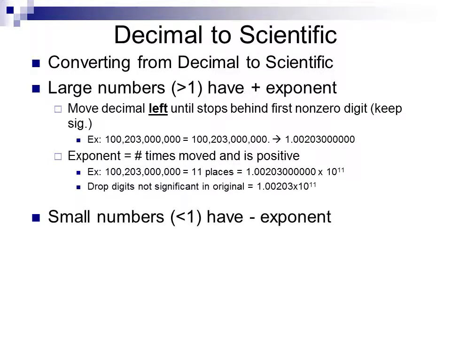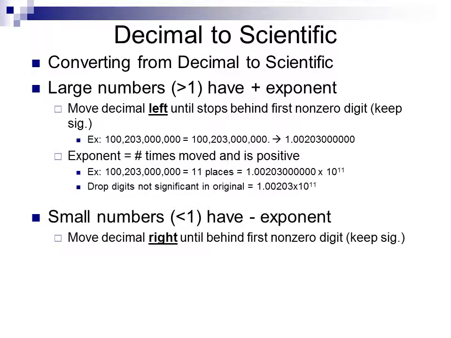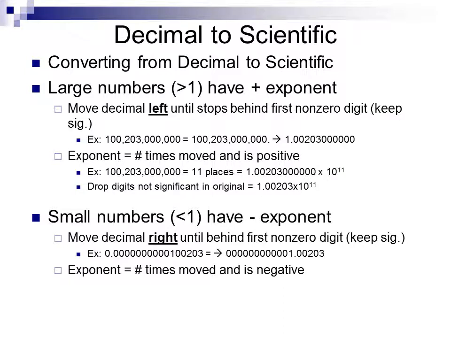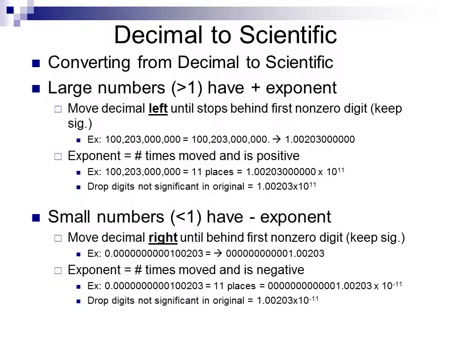Looking at small numbers, they have negative exponents. We move the decimal to the right until it winds up behind the first non-zero digit. So a number like this, we would move the decimal from the far left all the way behind that first 1. Then the exponent that we will write will be the number of times that we moved it, and it will be negative. So in this case, I moved the decimal 11 places to get behind the first 1. So we have the number here times 10 to the minus 11th.